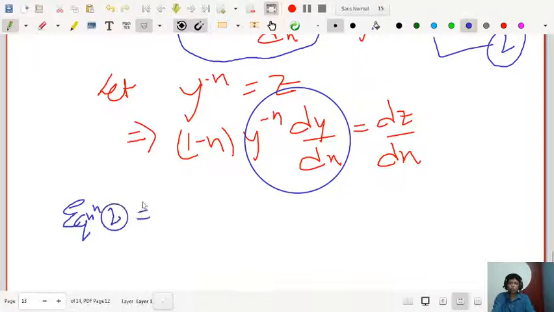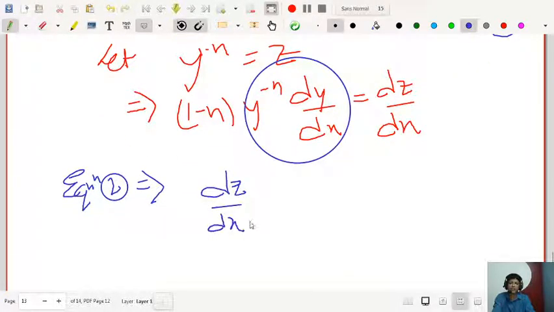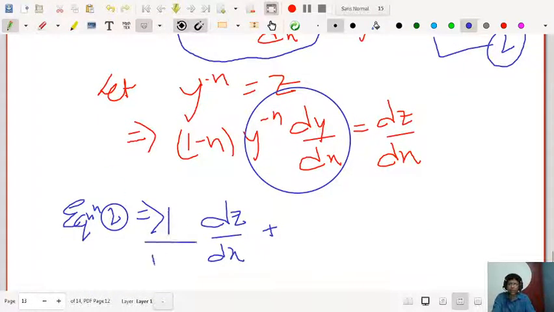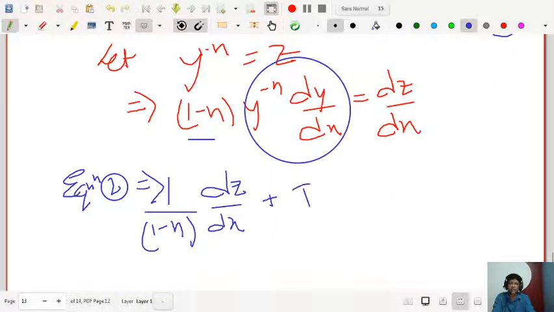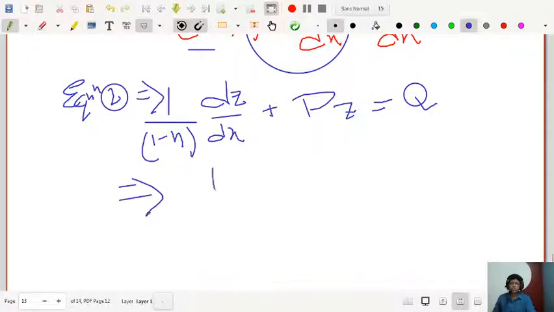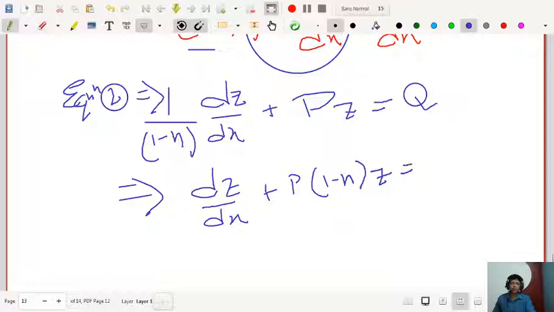dz/dx plus, 1 by (1 minus n) should be there because this term is there, dz/dx plus pz equal to q. Look at that, your y to the power minus n is gone, the non-linearity of the expression has been removed. So this equation can be written in the following form: dz/dx plus p into (1 minus n) into z equal to q into (1 minus n), right?